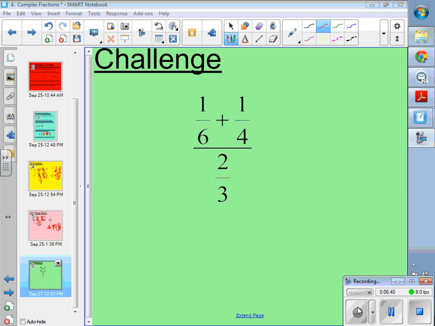Okay, and then for the challenge problem, we're going to work through this together. So you're going to think of your division sign here as kind of like parentheses, and so that'll keep you thinking about order of operations. So you need to do the 1/6 plus 1/4 first before you can divide by the 2/3. So first thing we need to do is figure out a common denominator, and I'm going to go with 12.